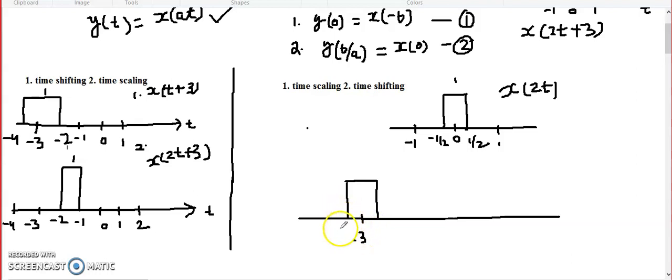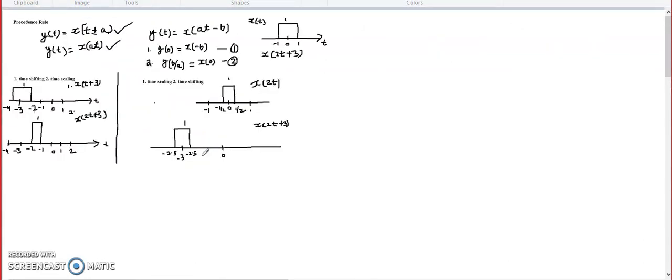यहाँ पे भी हाफ होगा, यानी कि it will be -3.5, 7/2, and it will be 2.5, -2.5 like this, and 0 will be here. So this thing will be x of 2t plus 3. तो इन दो सिचुएशन से we can discuss the things.